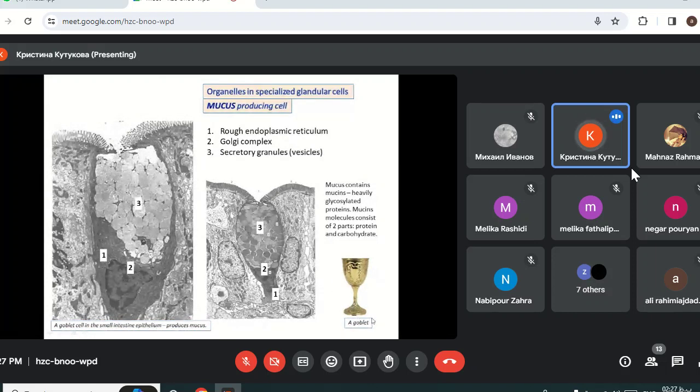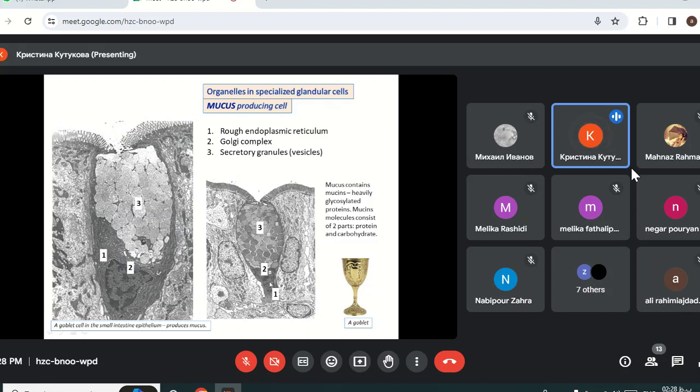Goblet is the name of this glass of very specific shape. It has its larger portion where some fluid is stored, and a thin portion like here, and this describes the shape of the goblet cell. So this is the goblet cell.